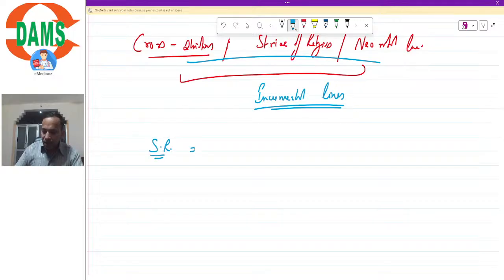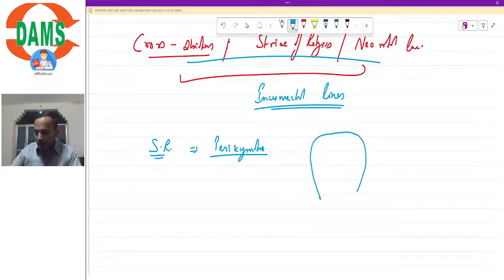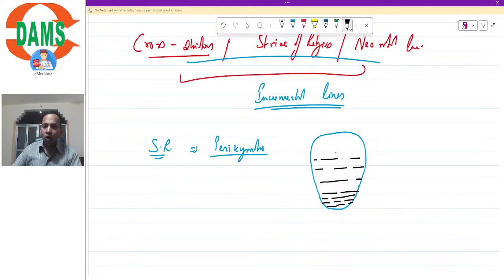So a stria of Retzius is visible on the surface in the form of perikymata, isn't it? And perikymata, let's say this is an incisor, and we know that as we move towards the cervical margin, their number increases and also their density increases, right? They are very few on the incisal third or on the occlusal third or on the cusp tip, right? So as we go towards the occlusion or towards the incisal edge, the number of perikymata decreases, and it increases towards the cervical margin.